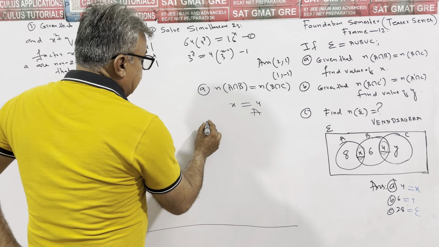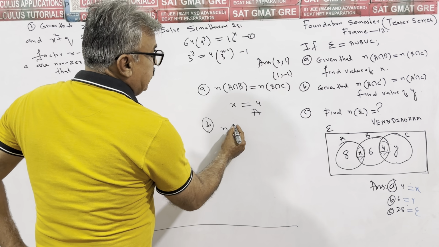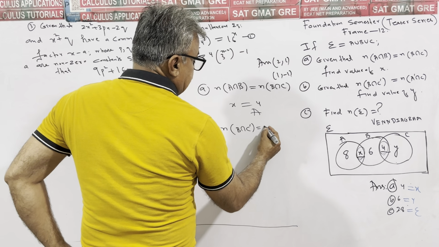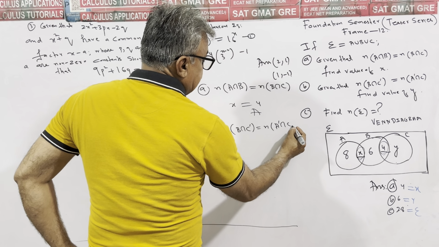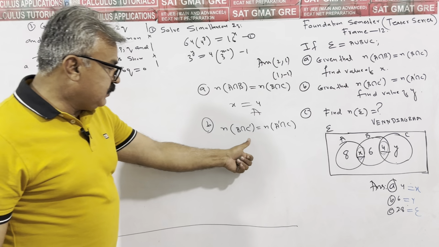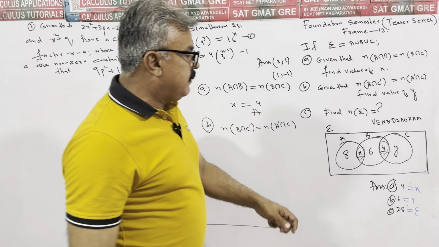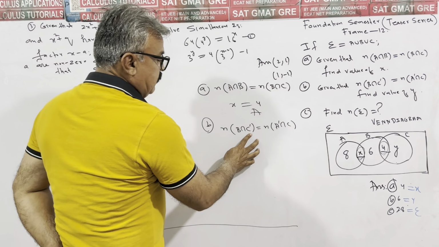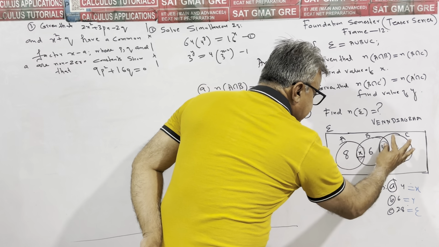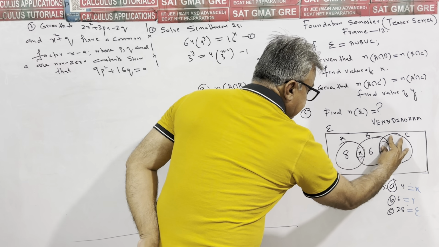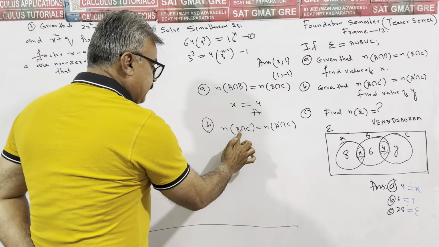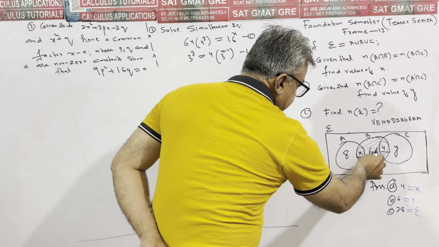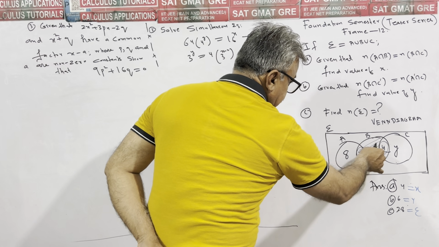What about part B? Something typical. It is given that the number of elements in B intersection C complement is equal to the number of elements in A complement intersection C. How to utilize this? C complement means except C, the whole thing is present. Except this circle, the whole thing is present. Then we have to intersect with B, and the common portion of B is what we recover. That is the portion for this.